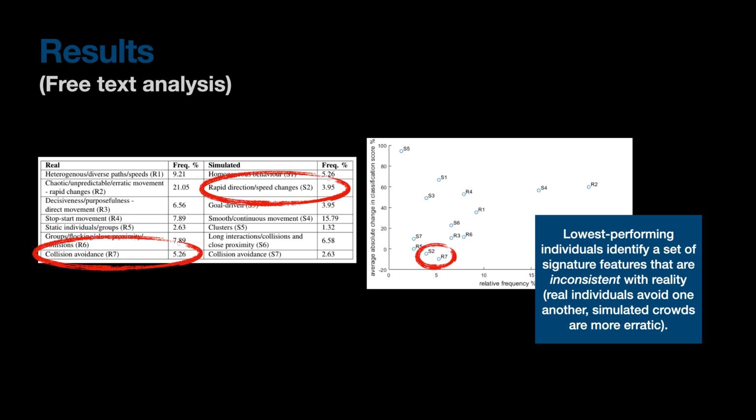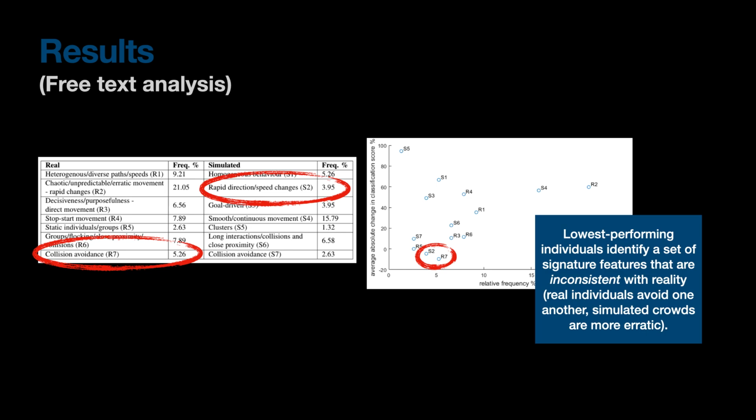So we now consider some absolute changes in classification score between tests, and we see roughly the same clustering of labels as before, but here we would draw particular attention to the albeit infrequently mentioned themes that are correlated with reductions in performance. That is, the features that are mentioned by participants whose classification performance got worse after training. And the two features to which this applies are S2, rapid direction speed changes in simulated crowds, and R7, collision avoidance in real crowds.